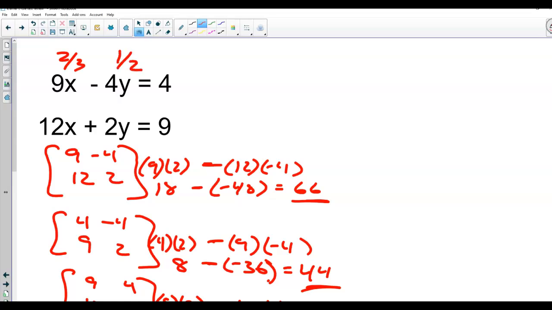2/3, 1/2. 2/3 of 9 is 6. Half of 4 is 2. 6 minus 2 is 4. 2/3 of 12 is 8. Half of 2 is 1. 8 and 1 is 9. Every one of these you can plug back in and check your work.